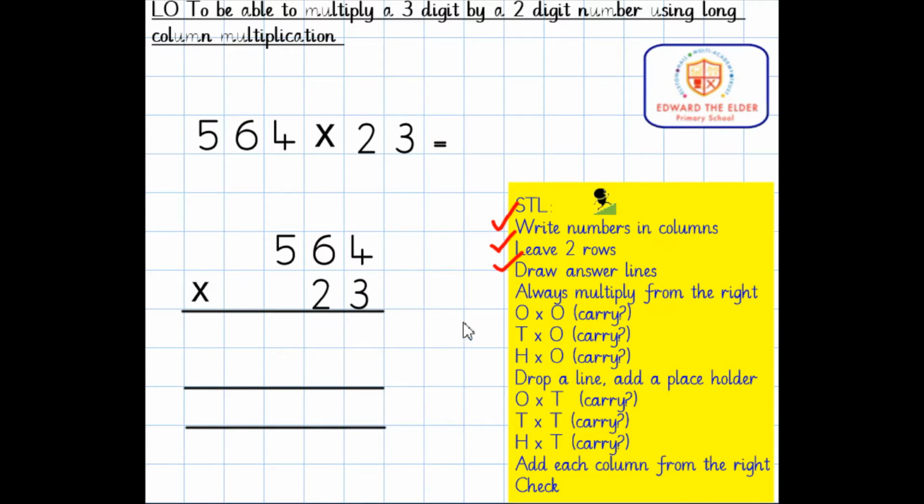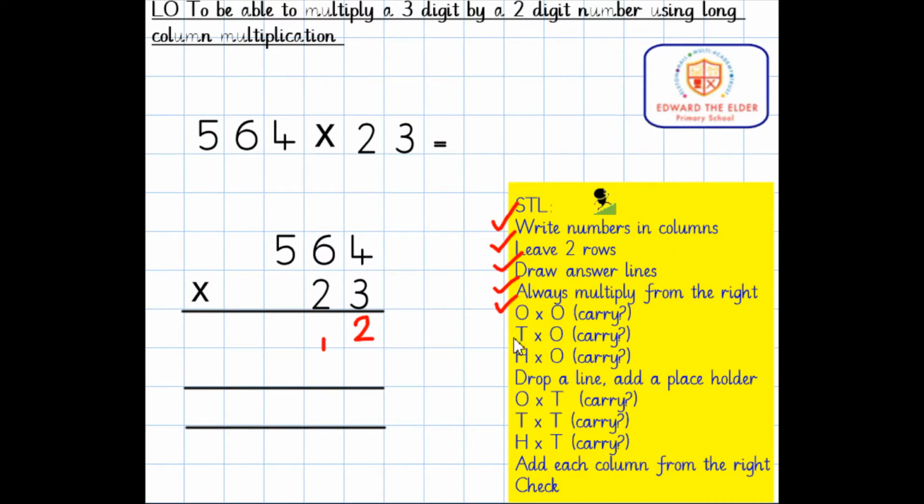As we know from prior learning, we must always multiply from the right. So I'm going to start with my ones. My next step asks me to multiply my ones by the ones. So in this case, 4 multiplied by 3 is 12. So I'm going to put my 2 there and carry over the 1.